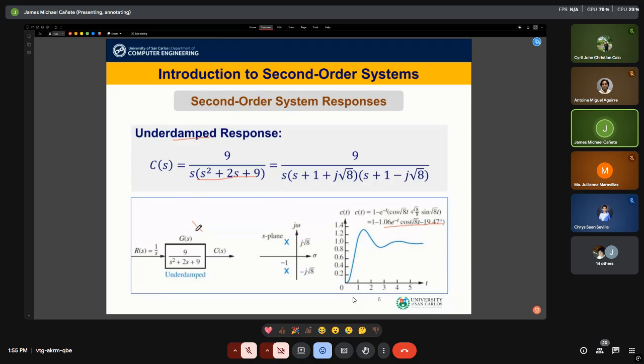This part here, this block diagram representation, uses transfer functions. In control systems, the higher level we go. But for now, we want to understand the responses of second order systems.